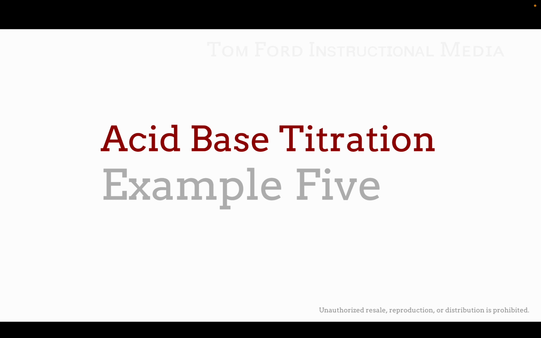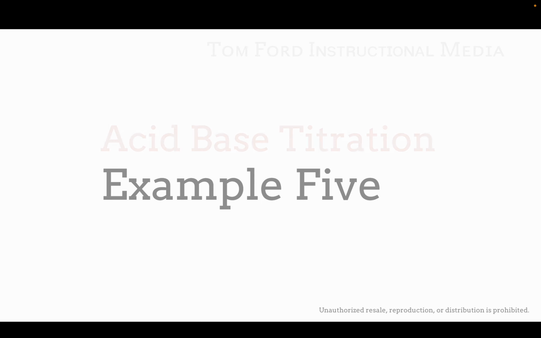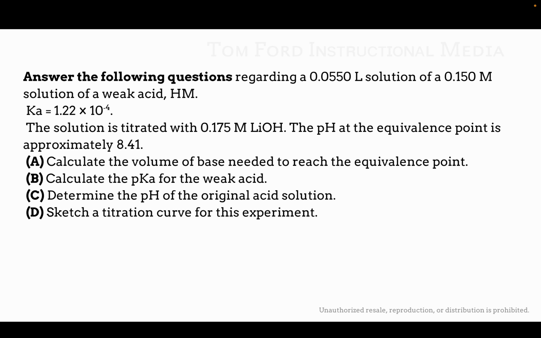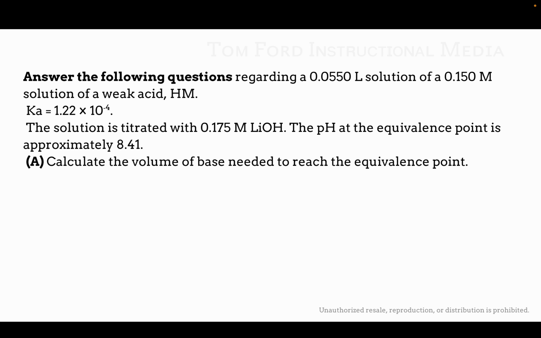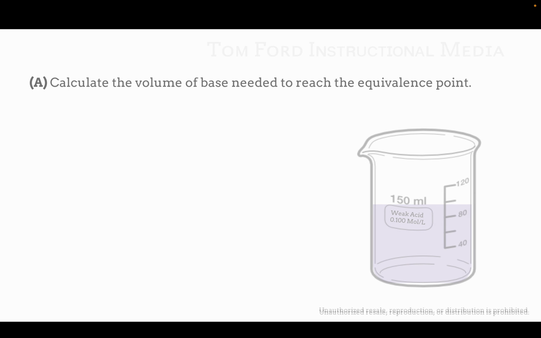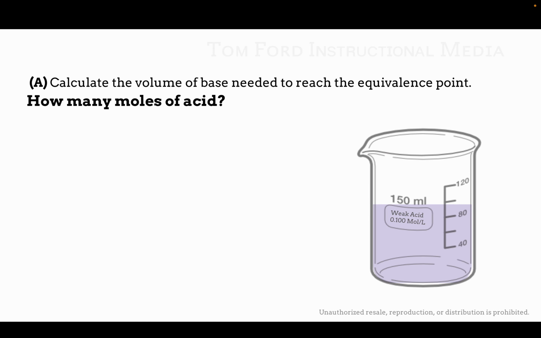Acid-base titration, example 5. For part A, calculate the volume of base needed to reach the equivalent point. So what do I know here? I've been given the concentration of a weak acid and the volume of solution. So to calculate the number of moles of acid present, we just use the formula. Moles can be found as concentration times volume.